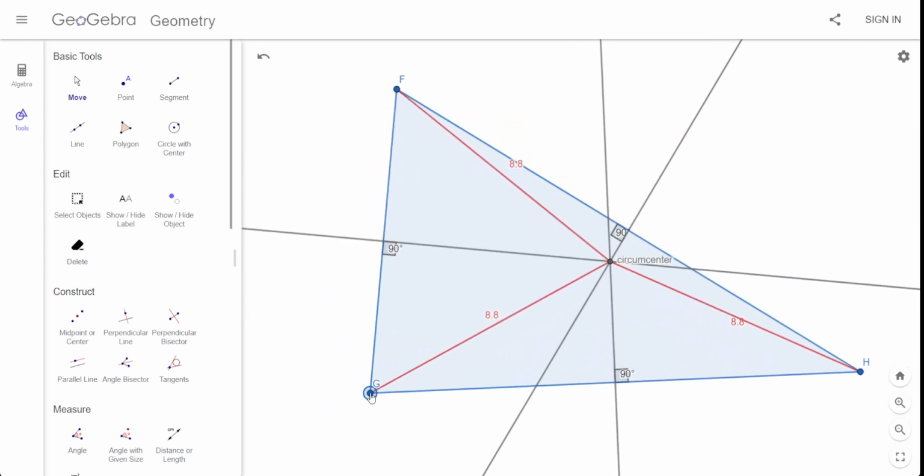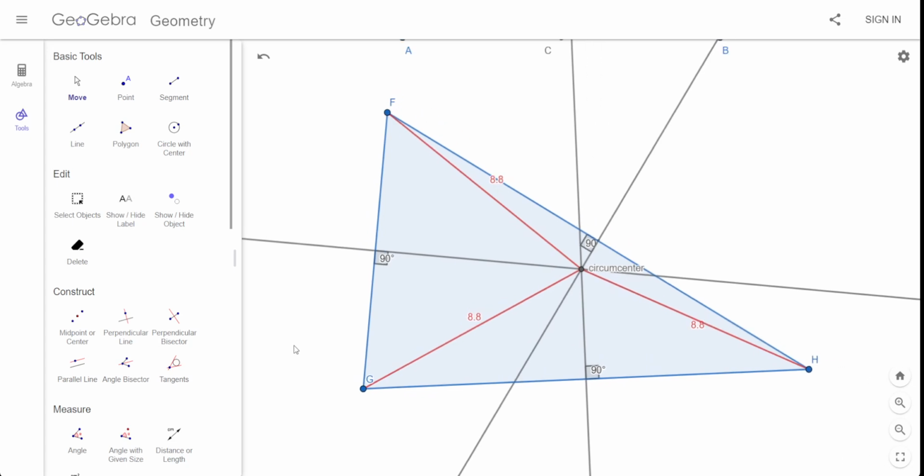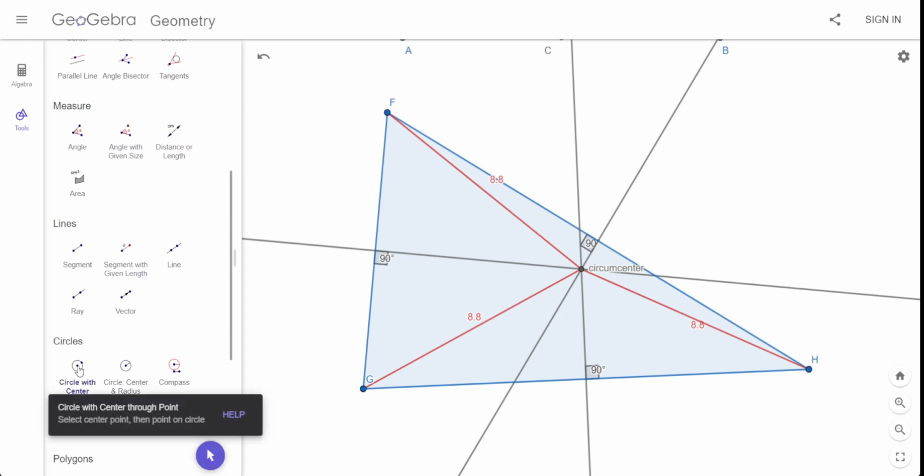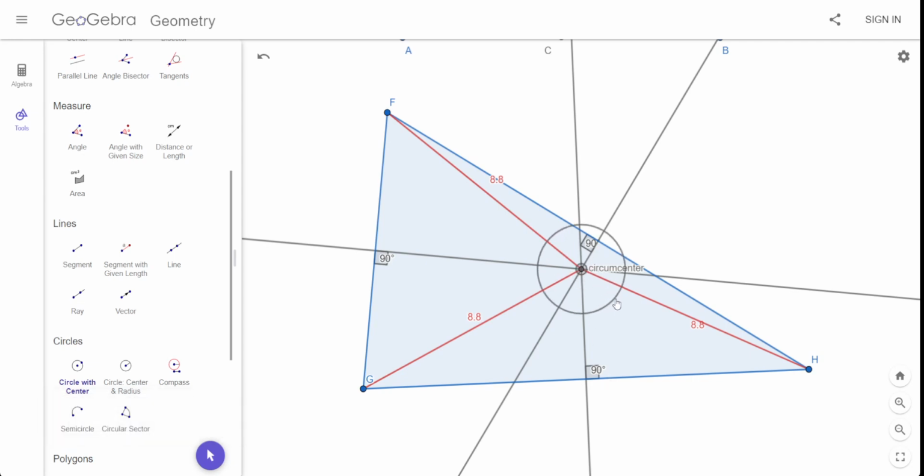Let me show you one other thing. I'm going to zoom out just a little bit. Let's try this again. Control minus, there we go. All right, watch this. This is kind of interesting as well. So I'm going to click circle with center. I'm going to click on the circumcenter, and then I'm going to extend this out. See how it's making a circle?